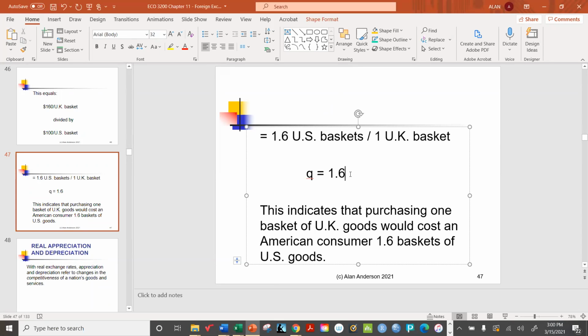So real measures baskets of US goods per UK basket. Nominal, as you know, is dollars per pound. Now, just like spot exchange rates, or I should say nominal exchange rates, can appreciate or depreciate, the same thing can happen with the real exchange rate. We can have both. What's different now is that this can be caused by different reasons. So let's take a look at some numerical examples.